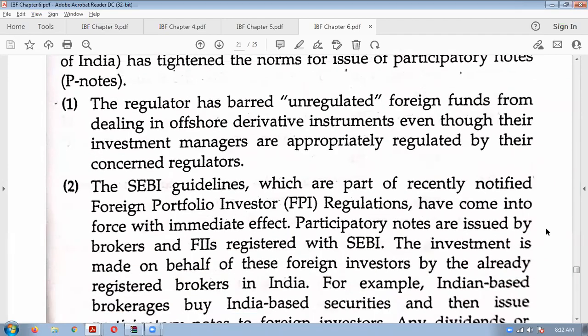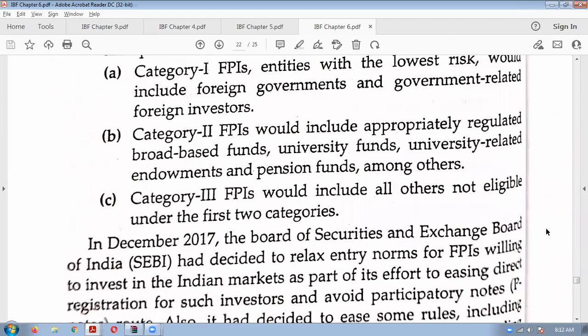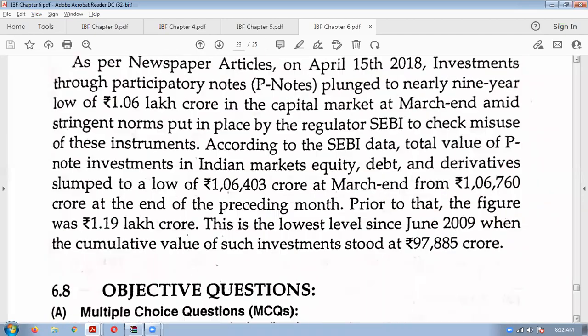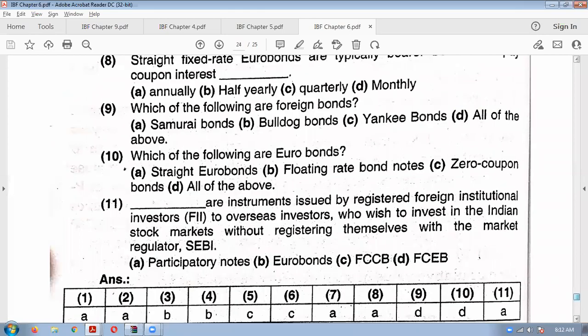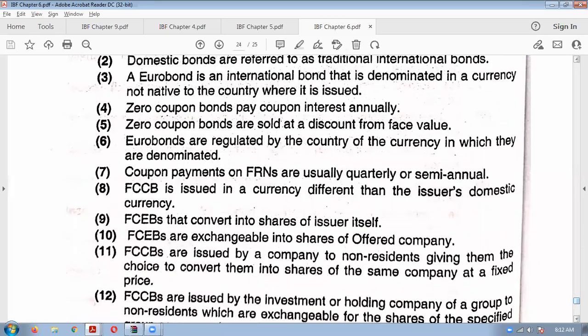Okay, so this is the basic details about P notes. So everybody comfortable with the discussion on P notes? Okay.